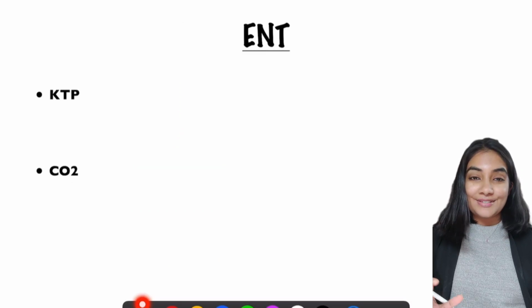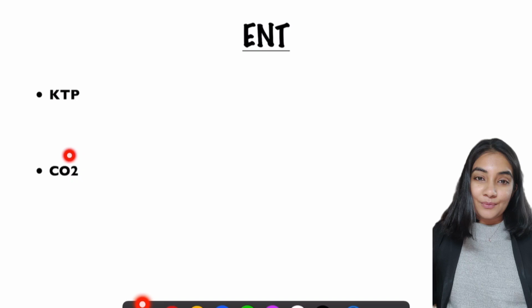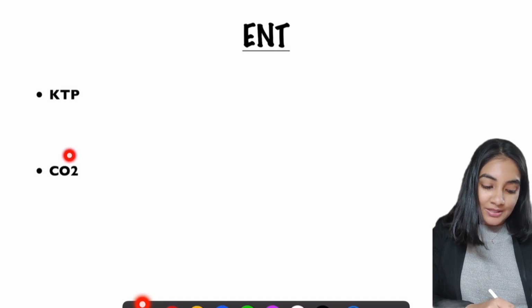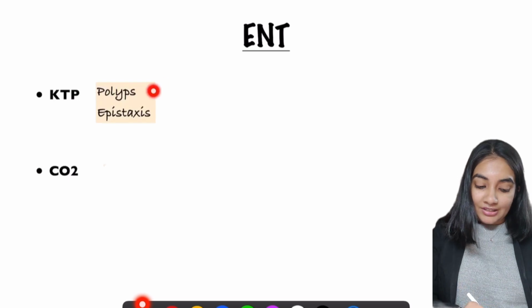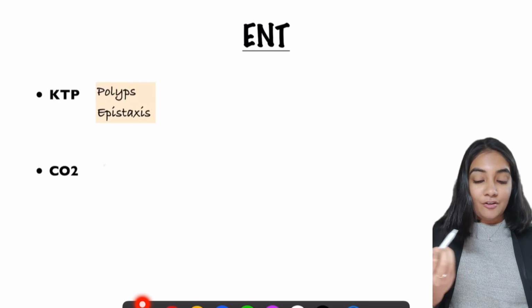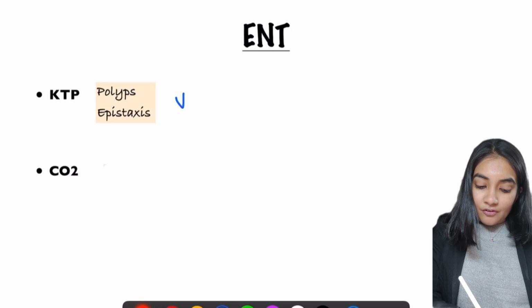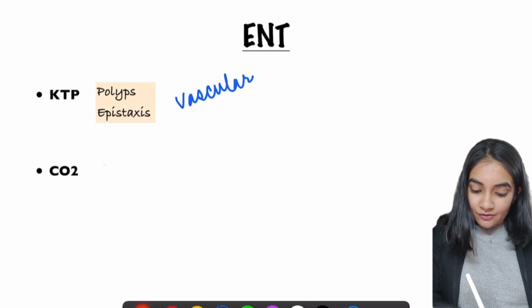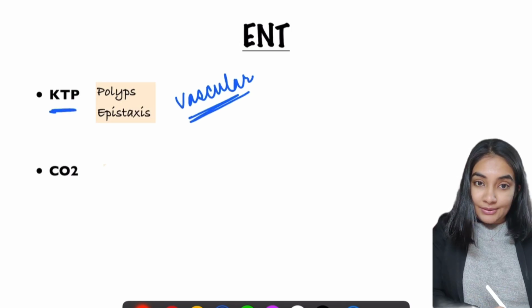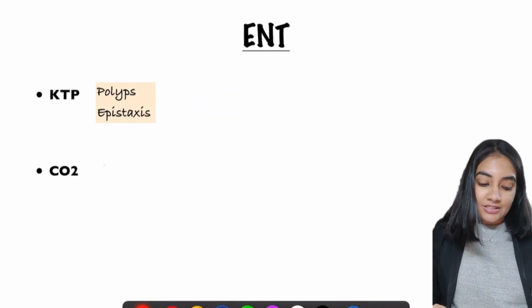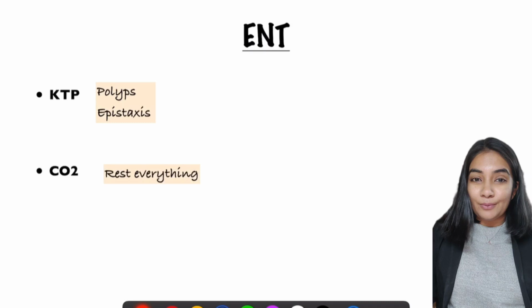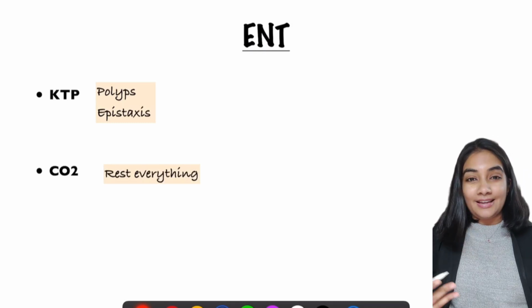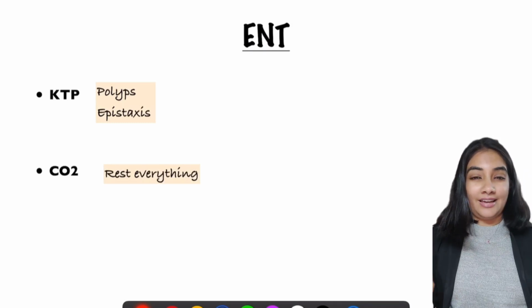Moving to lasers in ENT. This is very simple. In ENT, any condition would have one laser treatment which would be CO2, except two of them, that is the polyps and the epistaxis, which basically means any vascular pathology, if it is there, we use the KTP laser. Otherwise, CO2 for practically everything. May it be vocal cord polyps, Reinke's edema, laryngomalacia, anything.